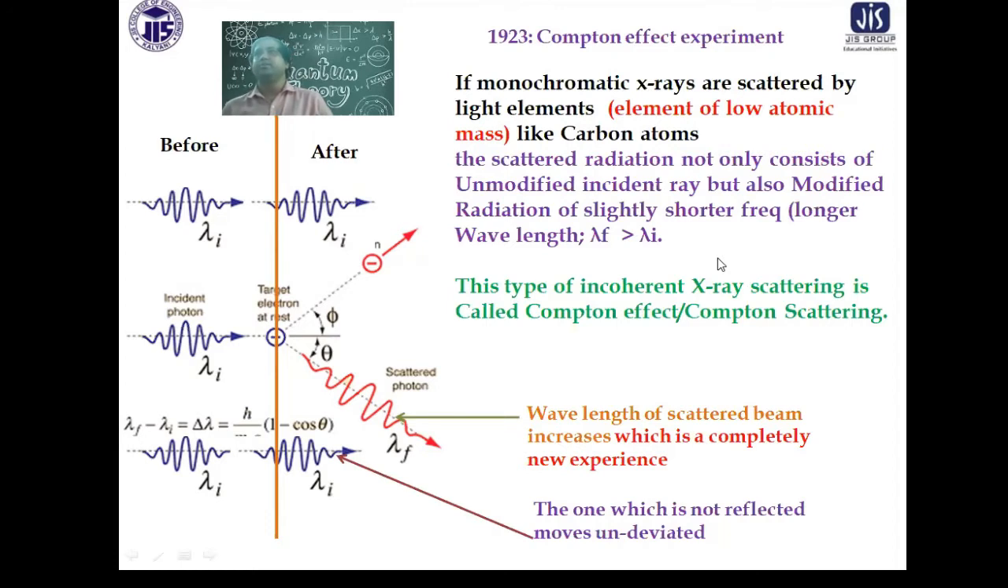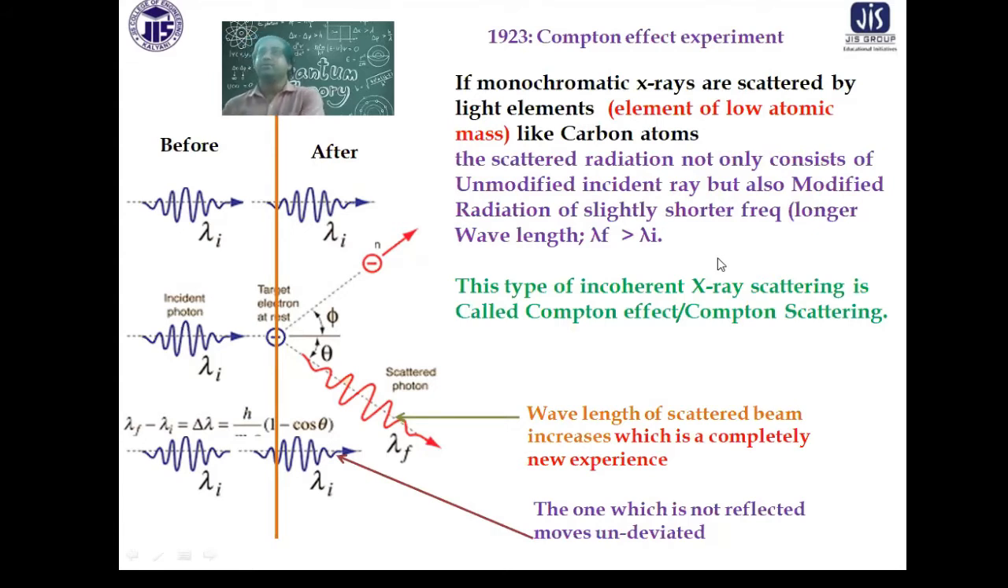The modified one. If you compare the three lambdas I have shown to the left of the orange line, that is before scattering, all of them are lambda i, the same wavelength. So they could be coherent. But after scattering, because of the red one, there is a change in lambda. The first condition of coherence is that wavelength should be the same, and that is violated. So even if you begin with a coherent ray, because of the Compton effect, you will lose coherence. This type of incoherent X-ray scattering is called the Compton effect.